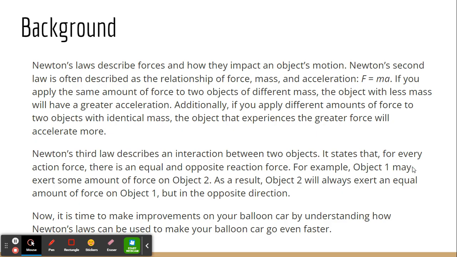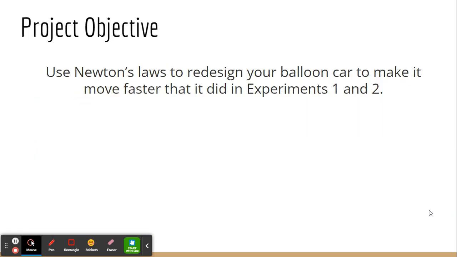Background, we talked about Newton's second and third law, how they apply to forces, mass, acceleration, and how forces can be equal and opposite. Our project objective was to use Newton's laws to redesign our balloon car and make it move faster than it did in experiments 1 and 2.